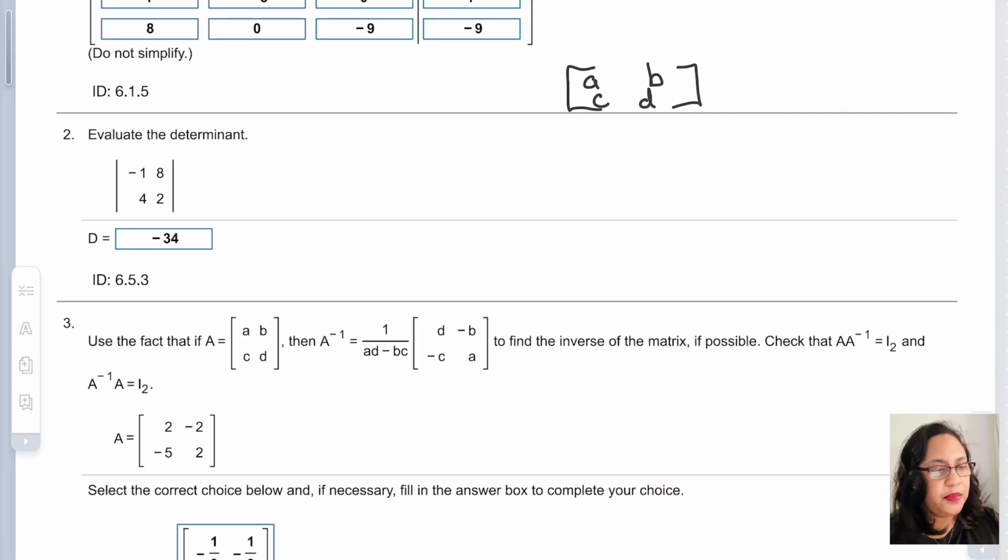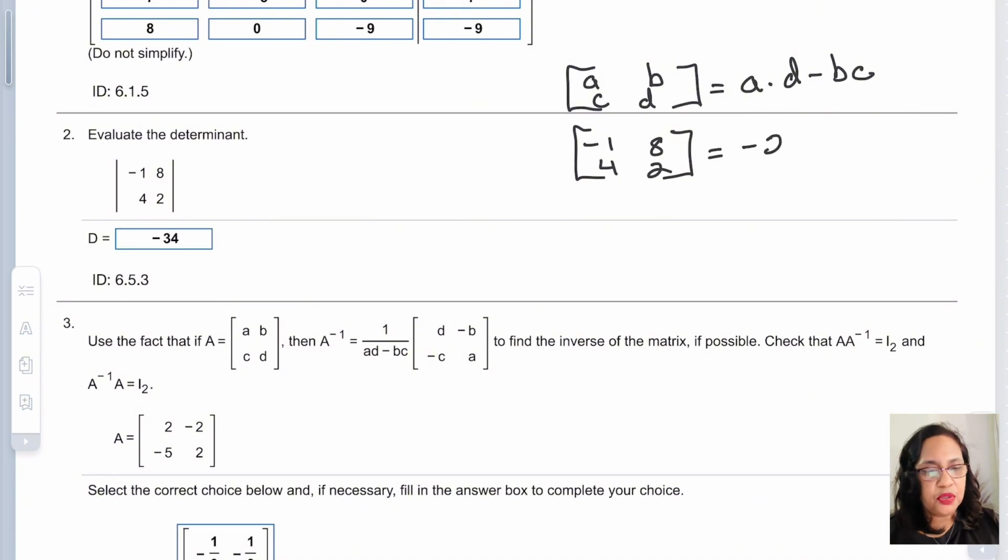And then for the next problem, we have evaluate the determinant. When you do the determinant of A, B, C, D, you multiply on the diagonal, so A times D minus B times C. So you multiply -1 times 2 and multiply that by 4 and 8, or 8 times 4, which is 32. And that's how you get your result.